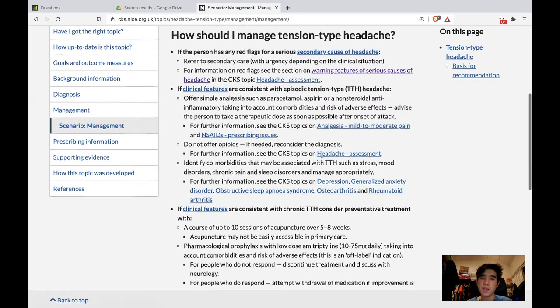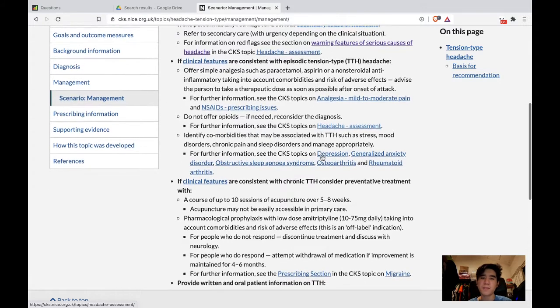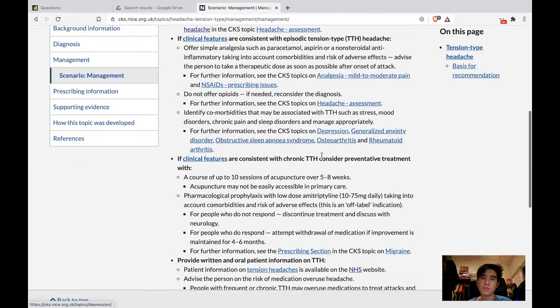Headache Assessment. If clinical features are consistent with episodic tension type headache, offer simple analgesia such as paracetamol, aspirin, or non-steroidal anti-inflammatory, taking into account comorbidities and risk of adverse effects. Advise the person to take a therapeutic dose as soon as possible after onset of attack. For further information, see CKS topics on analgesia, mild to moderate pain, and NSAIDs prescribing issues. Do not offer opioids. If needed, reconsider the diagnosis. For further information, see CKS topic on headache assessment.